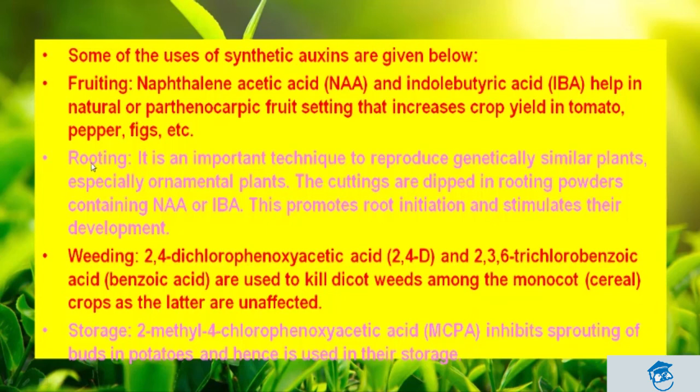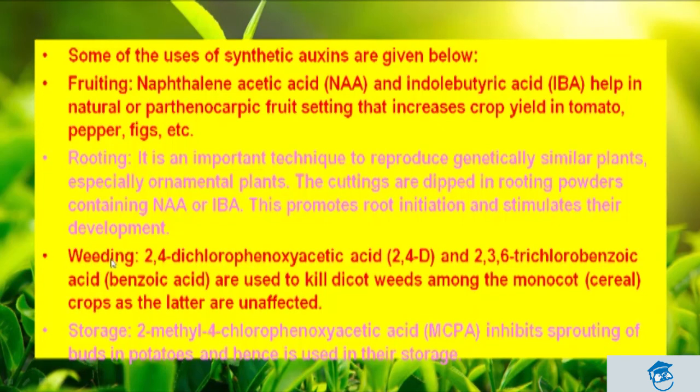And as I told you, it also induces rooting in shoot culture plant. So it is an important technique to reproduce genetically similar plants, especially ornamental plants such as money plant. Okay, the cuttings of a plant are dipped in rooting powders that contain two synthetic hormones or synthetic auxins such as NAA and IBA. This promotes root initiation and stimulates their development.